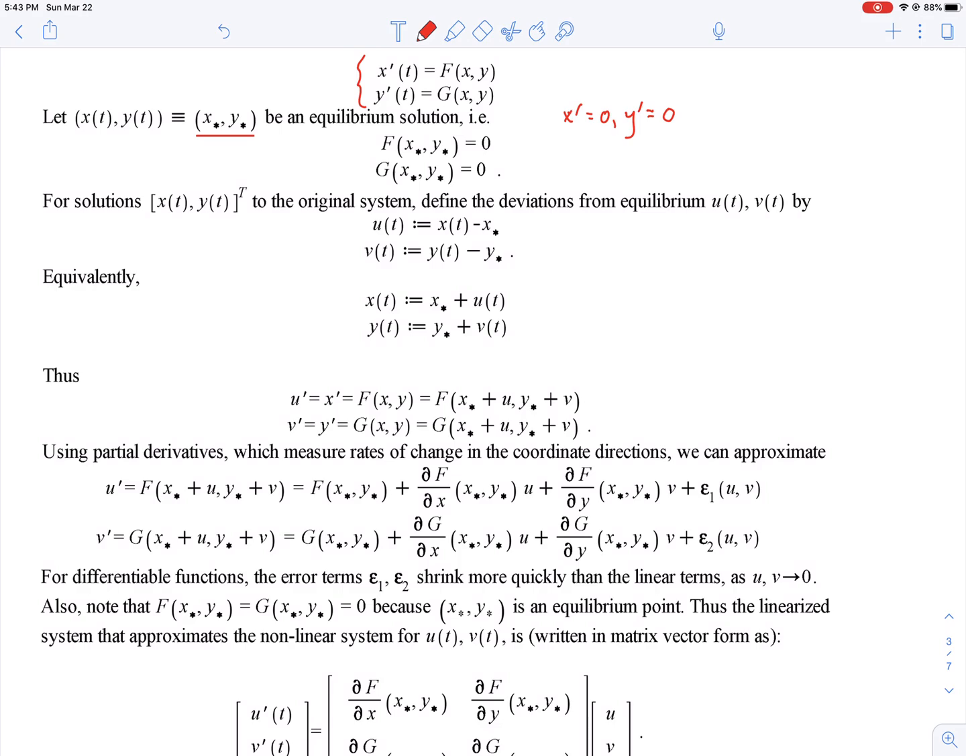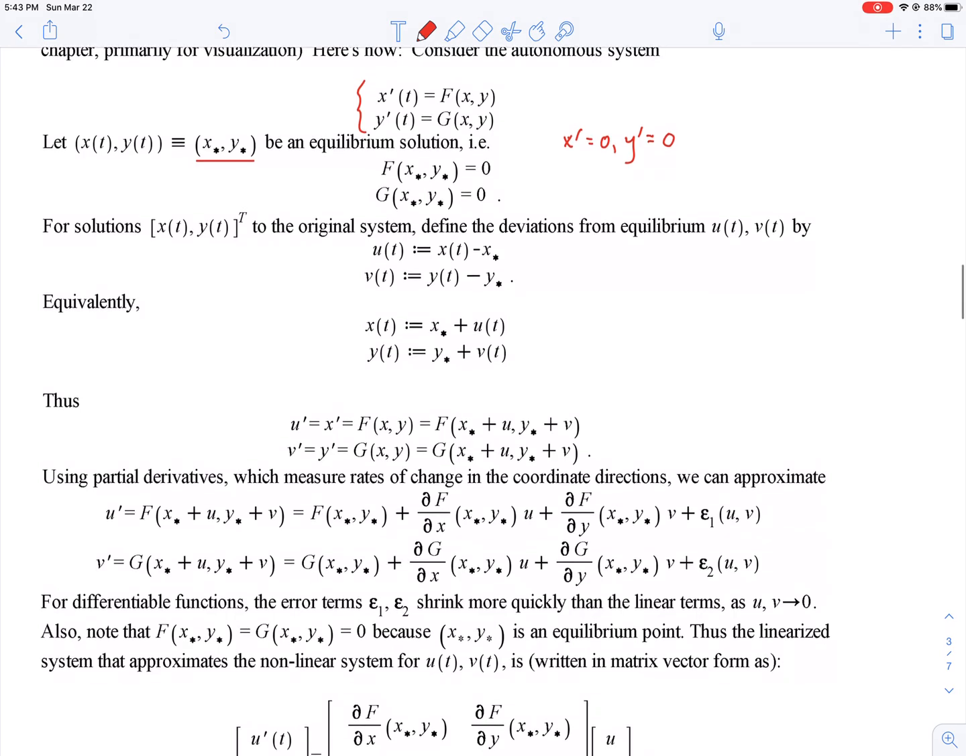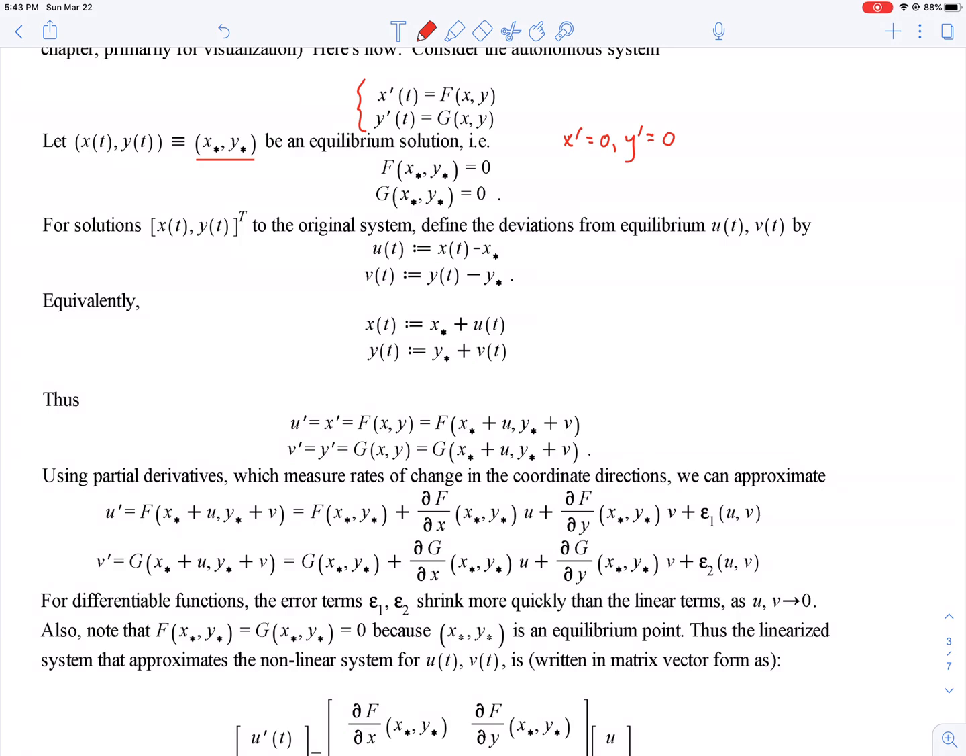Okay, so now what we're going to do is change functions. We're going to add constants, or actually subtract constants, which is the same thing, from the functions x of t, y of t. And then the new functions are going to be what we call u of t and v of t.